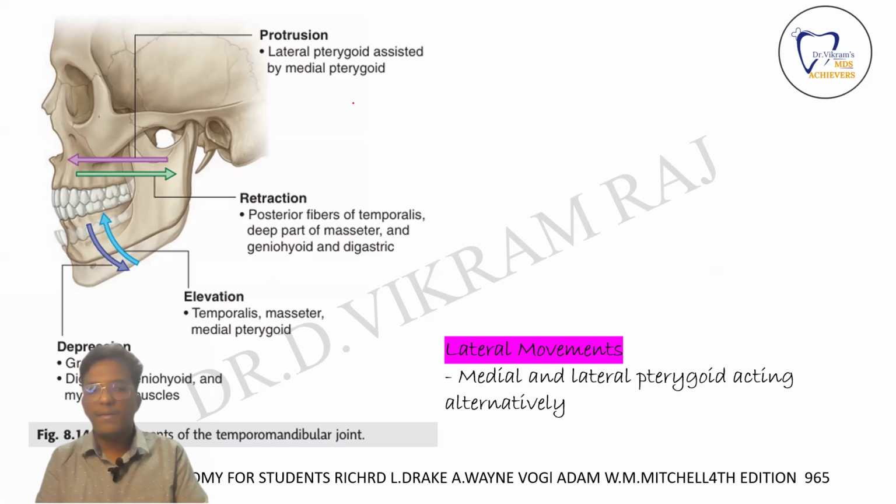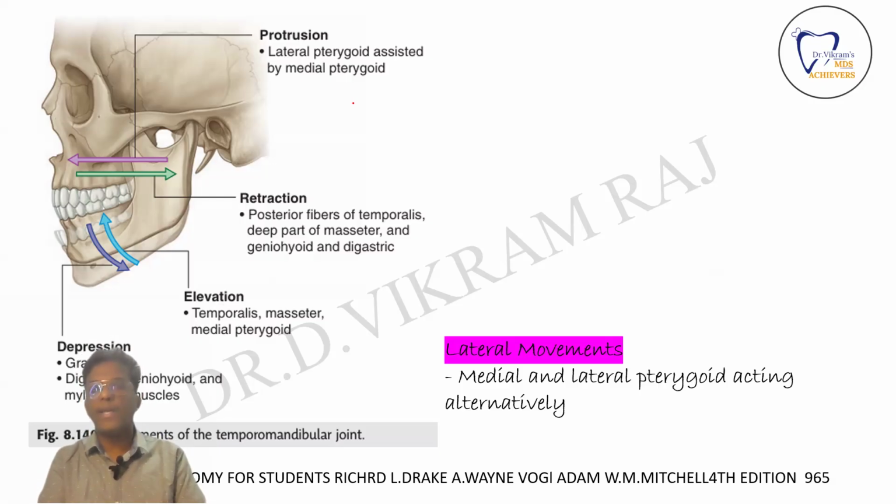But what are all the movements that are going to occur, and which muscles cause the different types of movements, should be known. Depression, that is opening of the mouth, occurs with the help of gravity and also the digastric, geniohyoid and mylohyoid muscles. Whereas elevation, that is closing of the mouth, occurs with the help of the temporalis, masseter and medial pterygoid. Retraction, that is retracting the mandible back, is brought by the posterior fibers of the temporalis, deep part of the masseter, geniohyoid and digastric muscles.